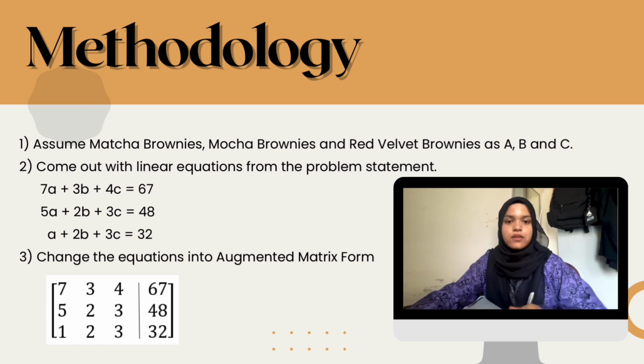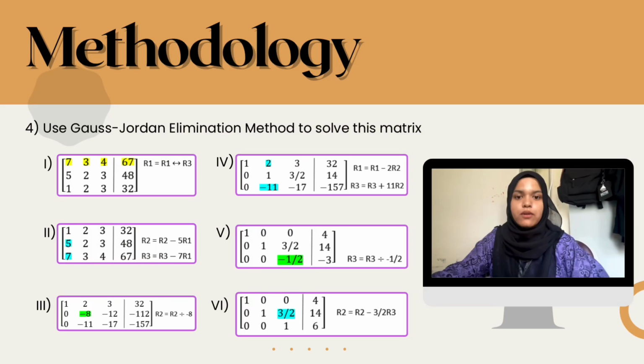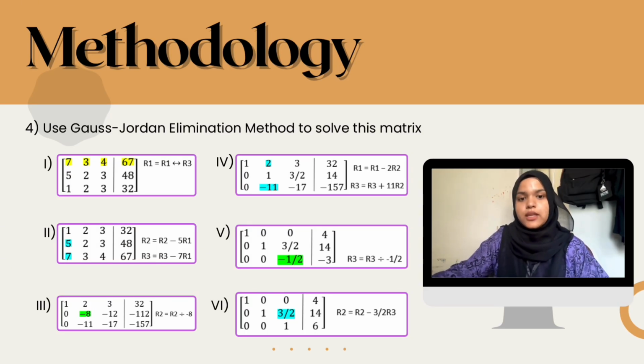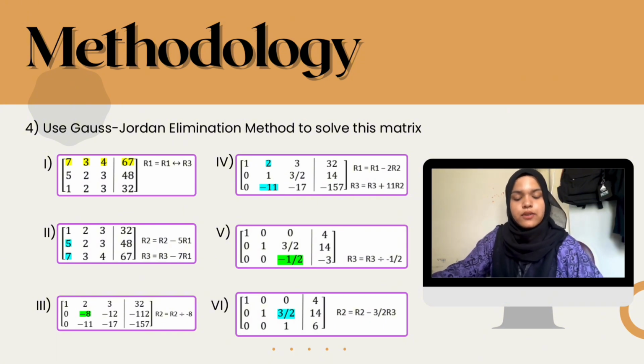As we know, for the Gauss-Jordan elimination method, we need to solve the matrix until we get the identity matrix at the end. From our matrix, we don't have a leading one in the first column, so we need to exchange row 1 with row 3. And we get 1, 2, 3, 32 for row 1, 5, 2, 3, 48 for row 2, and 7, 3, 4, 67 for row 3.